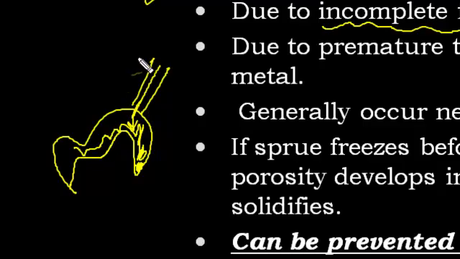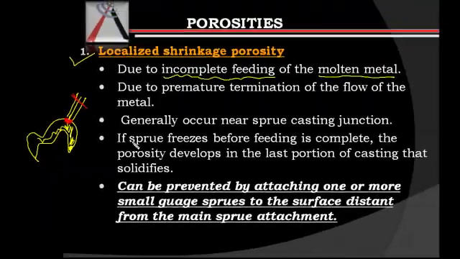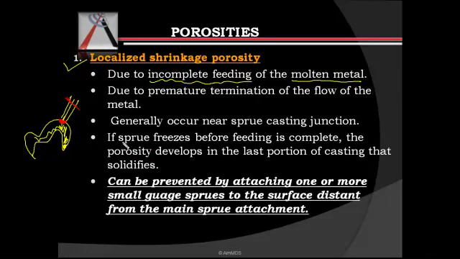But if for some reason this flow of metal through the sprue is cut down, it will result in localized shrinkage porosity, and this porosity is very commonly seen in the area which is filled the last. So this is the area wherein very commonly the localized shrinkage porosity is seen. Now the basic reason is cutting down of this flow, and this could be because of the freezing of the sprue. So if the sprue freezes before the feeding is complete, porosity develops in the last portion of the casting that solidifies.